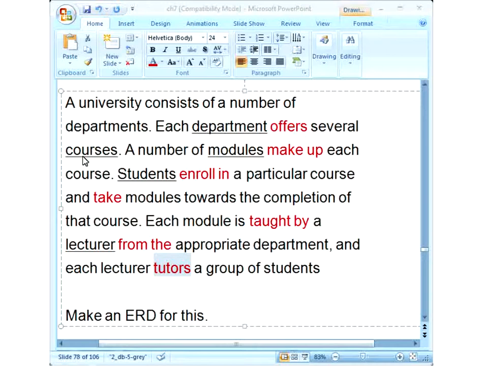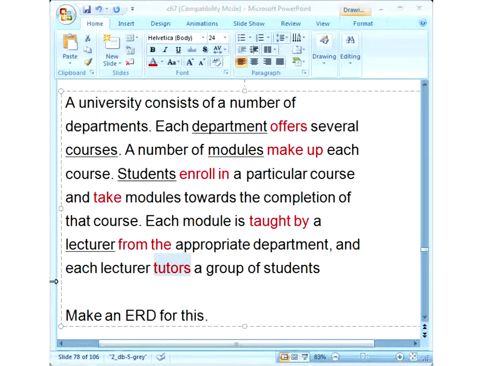And then comes the tutors relationship. Each lecturer tutors a group of students. So one lecturer tutors many students, and one student is tutored by one lecturer for a particular course. So you can make an entity relationship diagram very easily in this case.